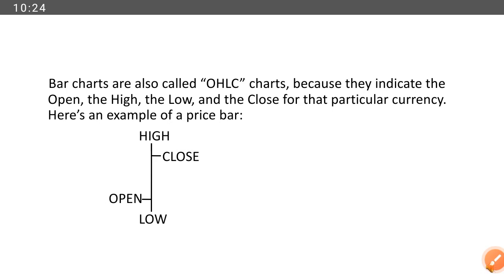Now, bar charts are also called OHLC charts. Why? O means open. H means high. L means low. While C is the close. Because they indicate the open, the high, the low, and the close for that particular currency.